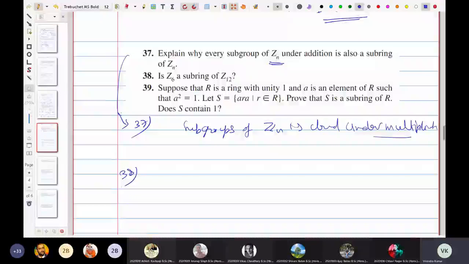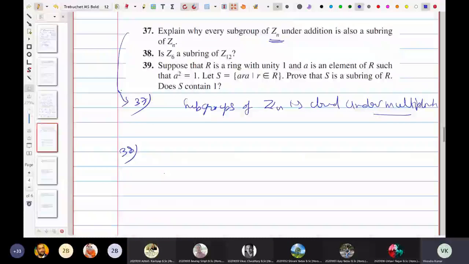Question number 38. Quick answer, please. Is Z6 a subring of Z12? Yes or no?